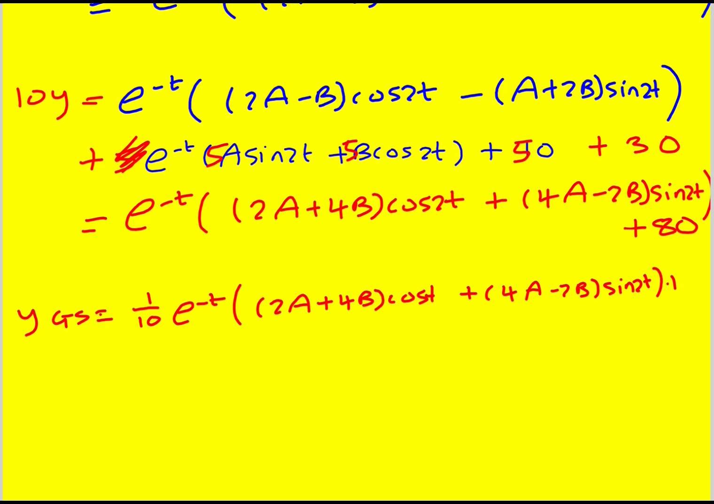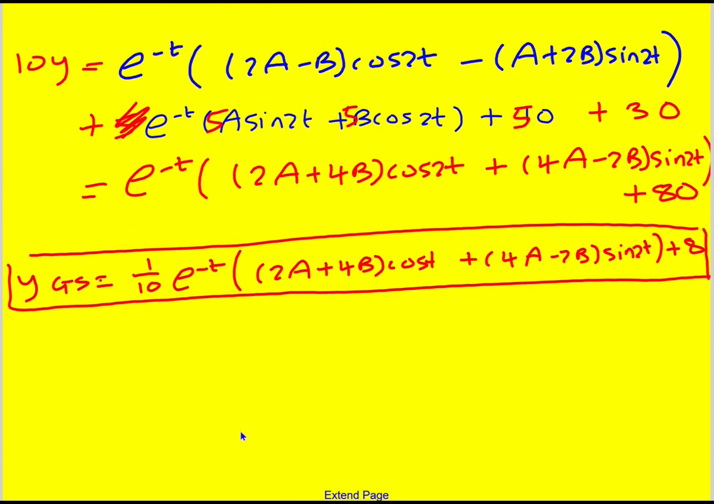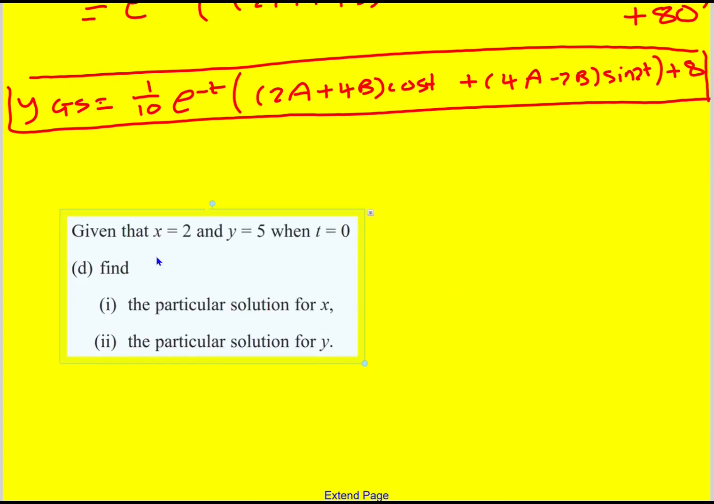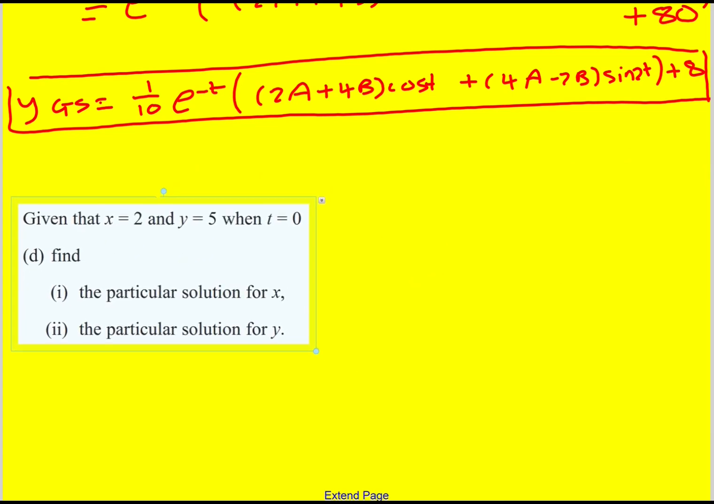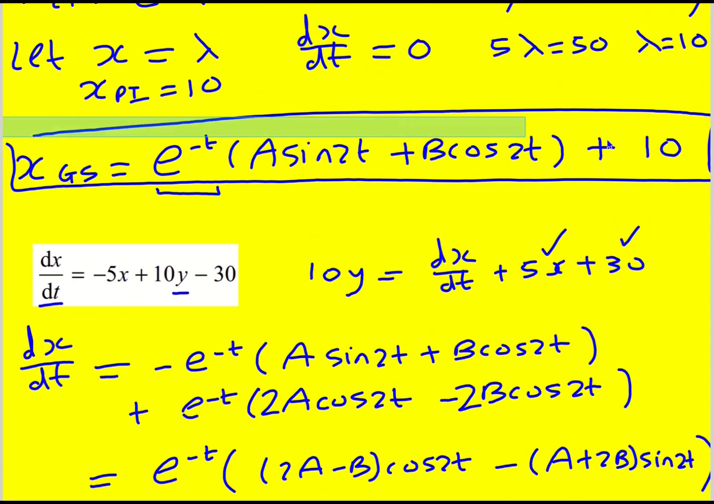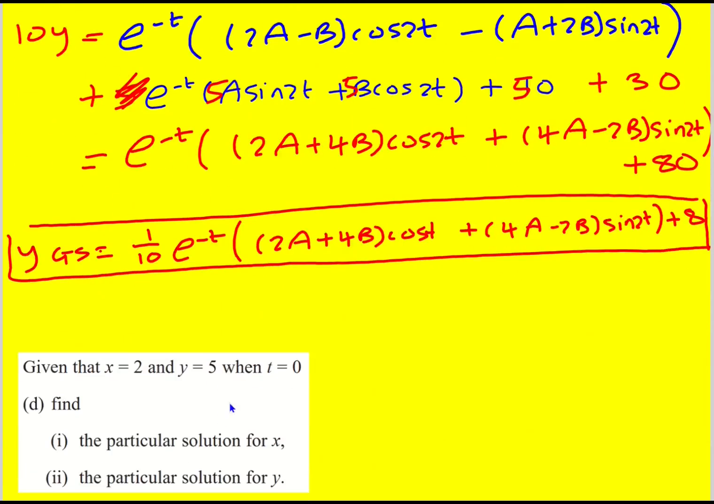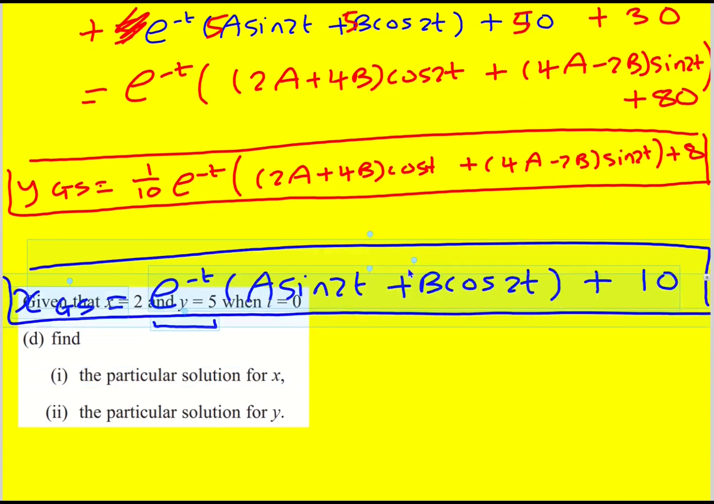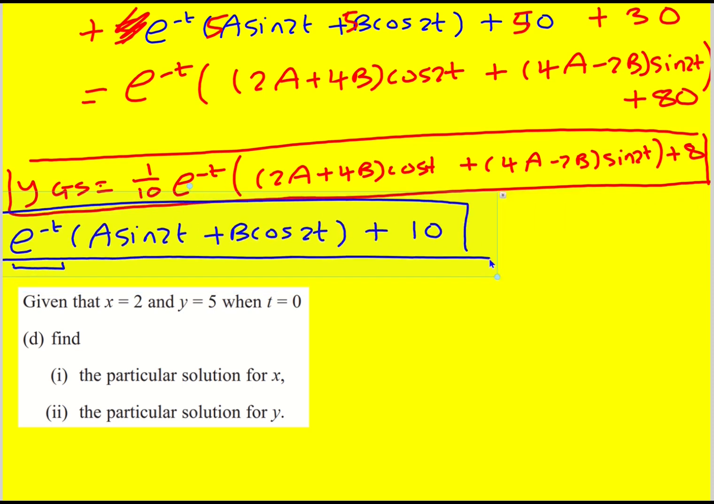And then divide that 80 by 10, so we get a plus 8. Okay, now we're given initial conditions and we're asked to find a particular solution for x and for y. Let's bring down the general solution for x. We've already got it for y right next to us. And let's sub in.